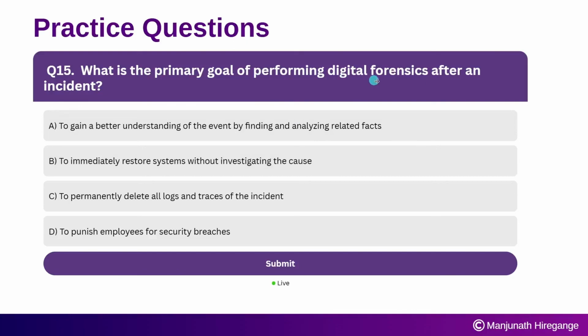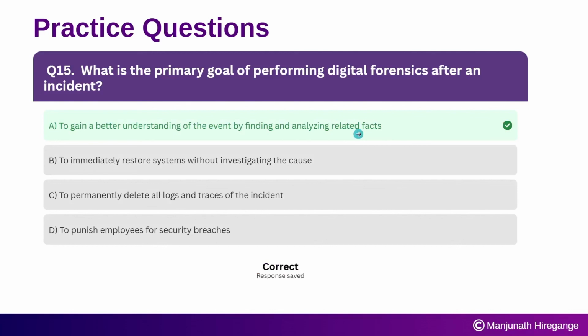What is the primary goal of performing digital forensics after an incident? To gain a better understanding of the event by finding and analyzing related facts, to immediately restore the system without investigating the cause, to permanently delete all logs and traces of the incident, or to punish employees for security breaches. So the primary goal of performing digital forensics is to gain a better understanding of the event by finding and analyzing related facts. It will uncover how it occurred and use the findings to improve security and prevent any future attacks. Usually this is done using a structured process like collection, examination, analysis, and reporting of digital evidence.